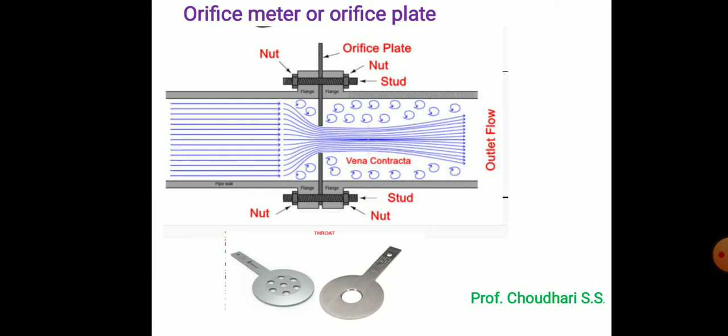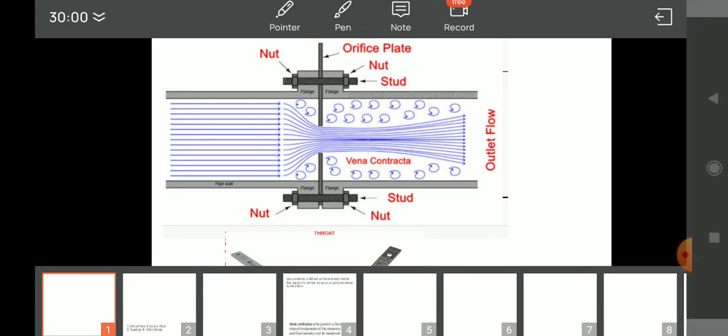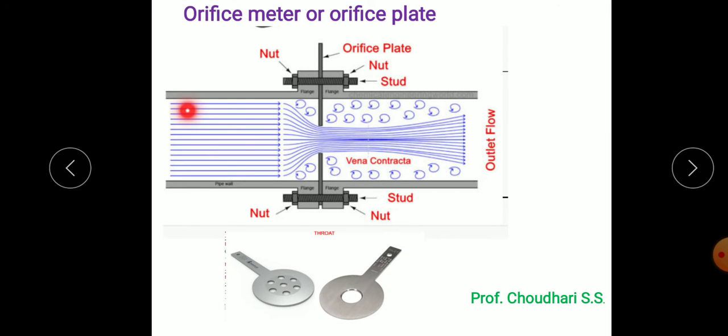Again, this is a device used to measure the flow rate or discharge of a fluid. The discharge of the fluid passing through this pipe, or we have to know how much liquid is flowing per second, that is the discharge through a pipe. For that we can use the orifice meter or orifice plate. We can see here this is an orifice plate having a hole at the center.